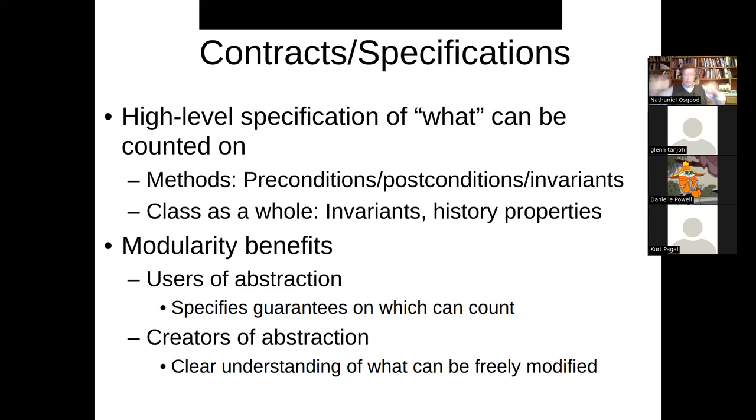They don't have to worry about going back and retesting their code against the new implementation because it might have changed whether a sorted list is returned or not. No, they know what they can count on. So what I'm saying is that this use of specifications, these contracts, gives benefits to both the users of the abstraction, the people who use it, and the creators of the abstraction. Do people understand that point? Are you comfortable with that point?